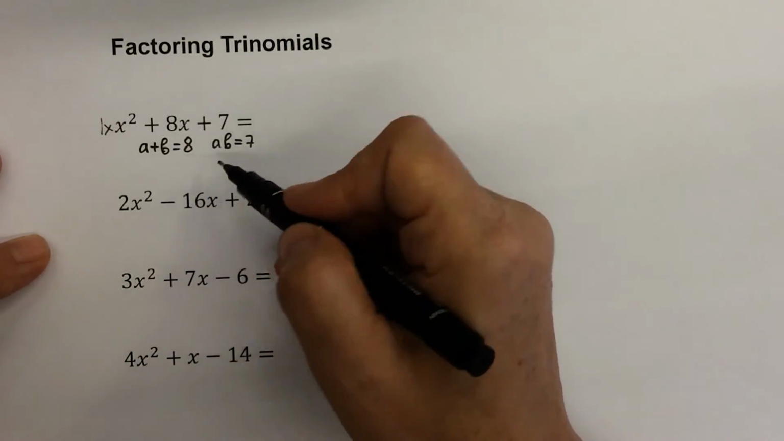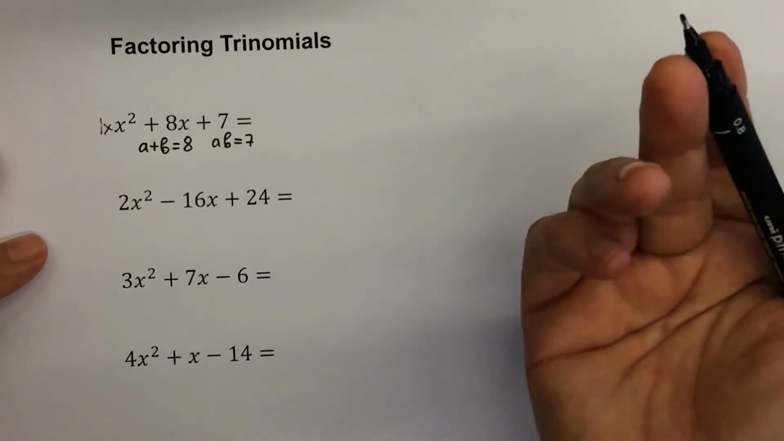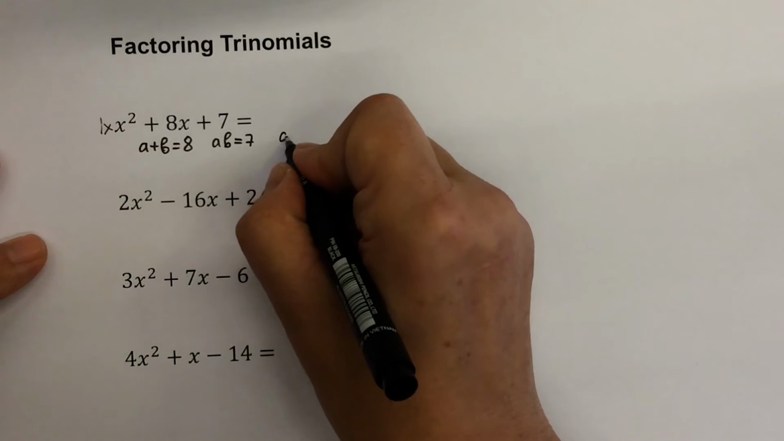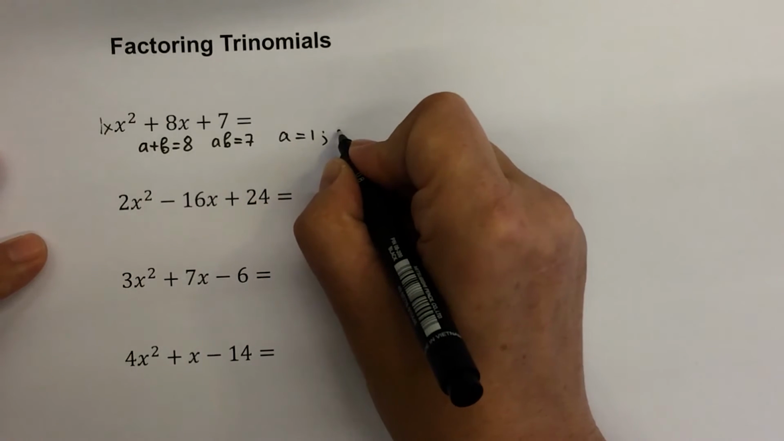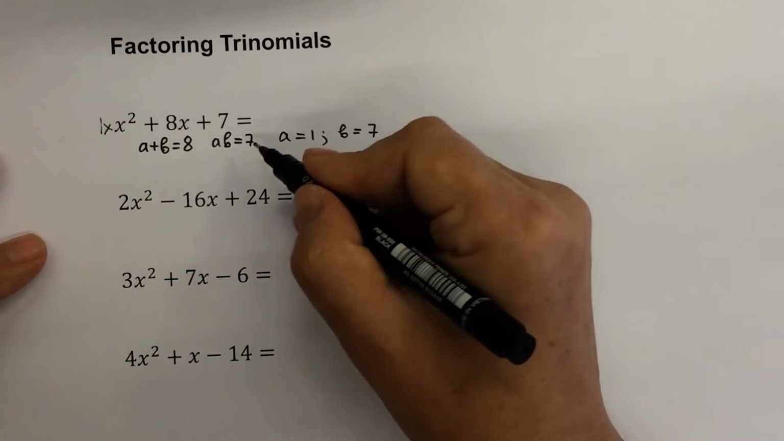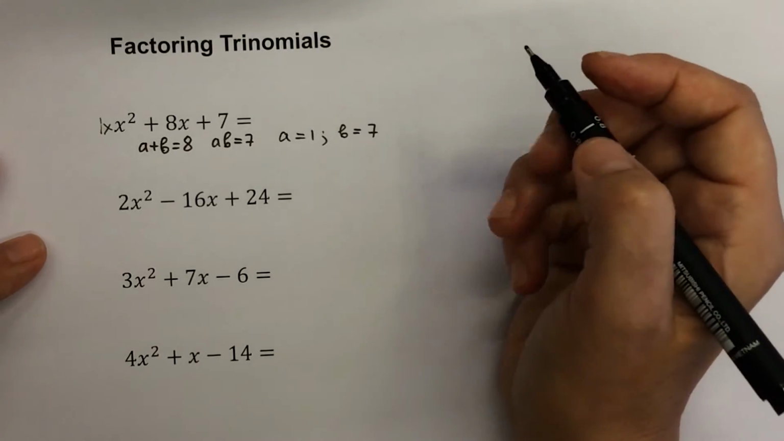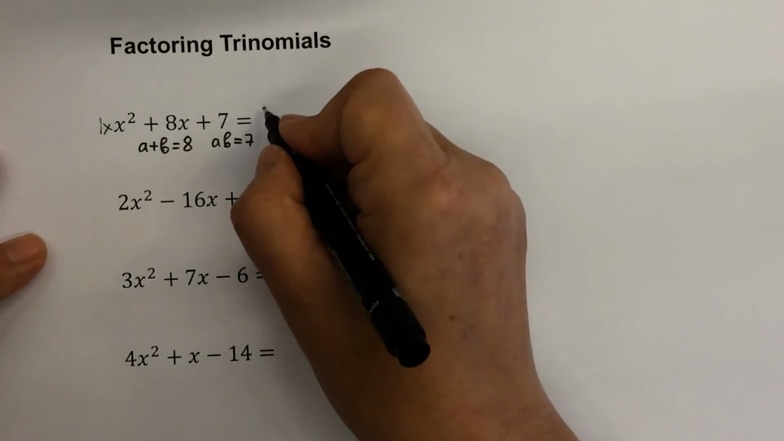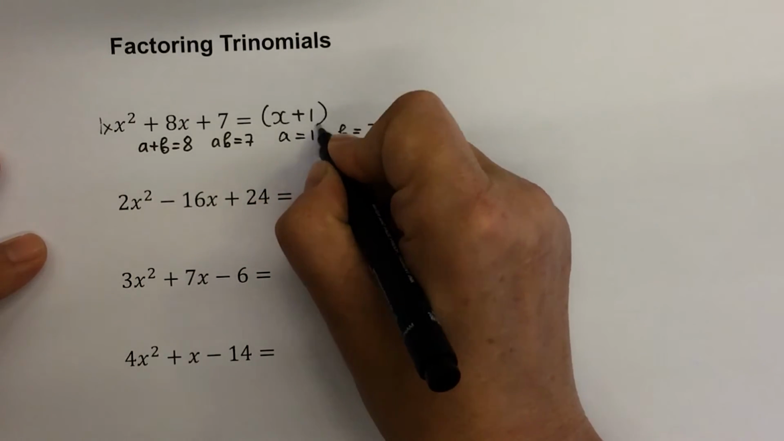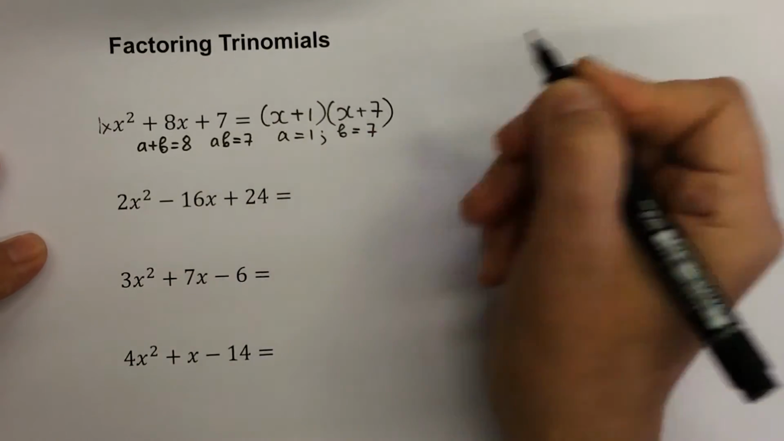Usually it works for very simple examples, and well, it's useful to know. So we can easily see that a, for example, would be 1 and b would be 7. Yeah, 7 times 1 gives us 7, and 1 plus 7 gives us 8. And in this case, factorization would be the following: x plus 1 and x plus 7.